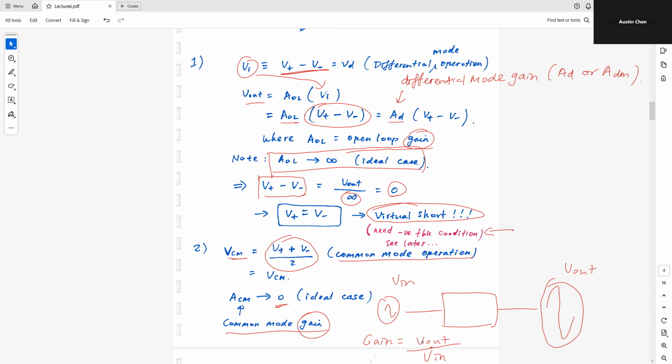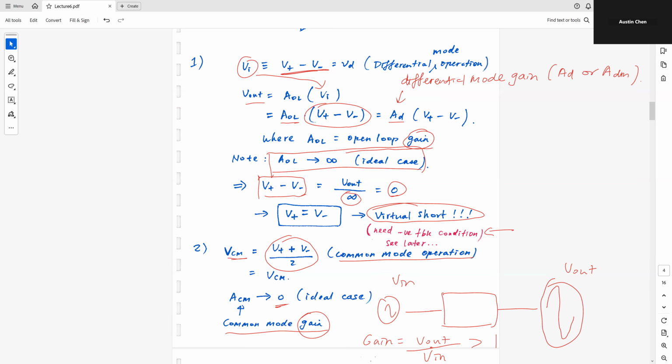That's because I put in something small, and after going through this op amp, I see something larger at the output. So I have signal amplification here. Therefore, my gain in linear scale is larger than one. If I have something smaller than what I put in, then this will be called loss.